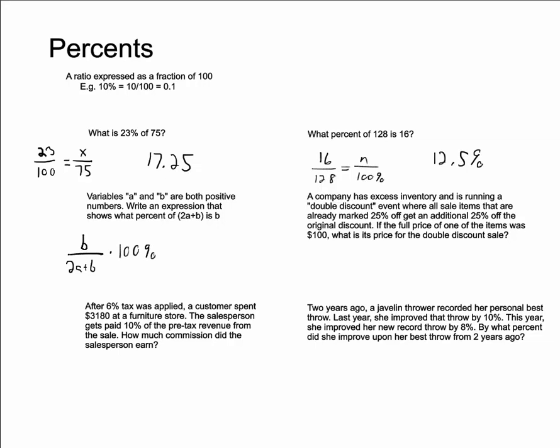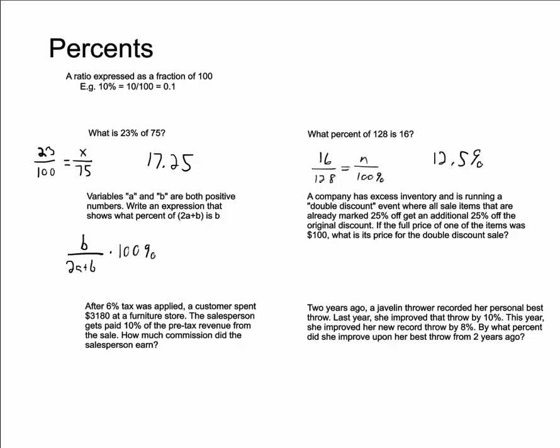A company has excess inventory and is running a double discount event where all sale items that are already marked 25% off get an additional 25% off the original discount. If the full price of one of the items was $100, what is its price for the double discount sale?